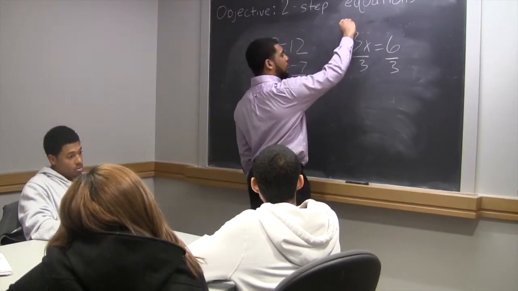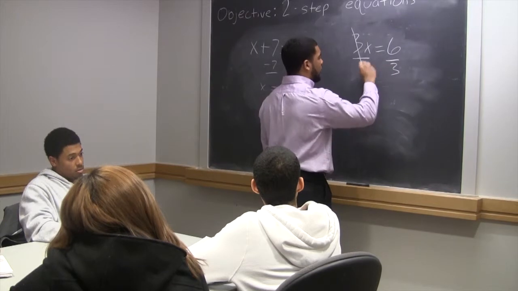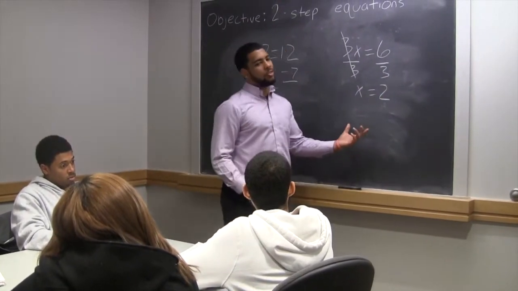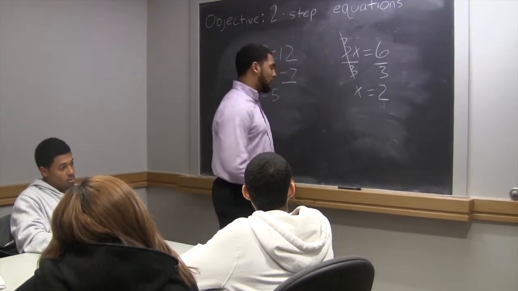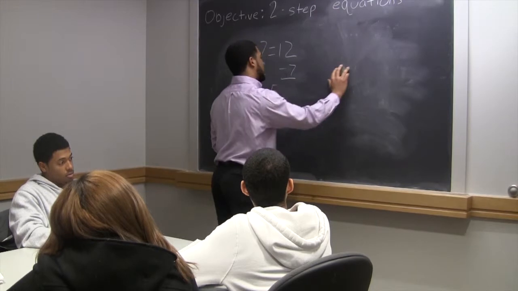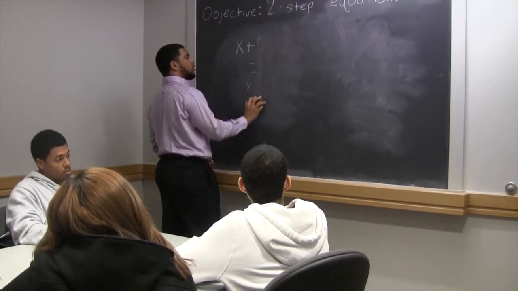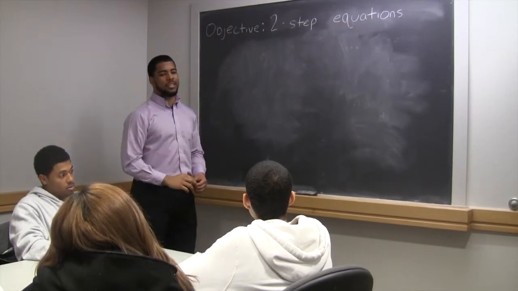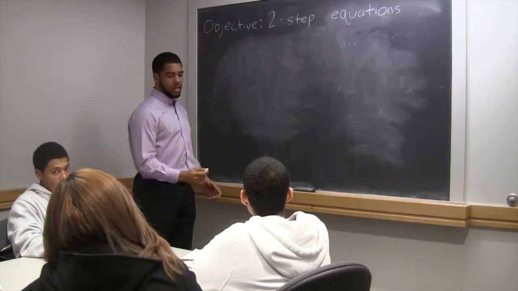So now you just do your math. Those cancel out, so it's going to be x equals 2. So now you've successfully solved your equation. So that's one step. Now we're going to move over to two-step equations. It's basically the same thing as a one-step equation, but you just have to do it in two steps.